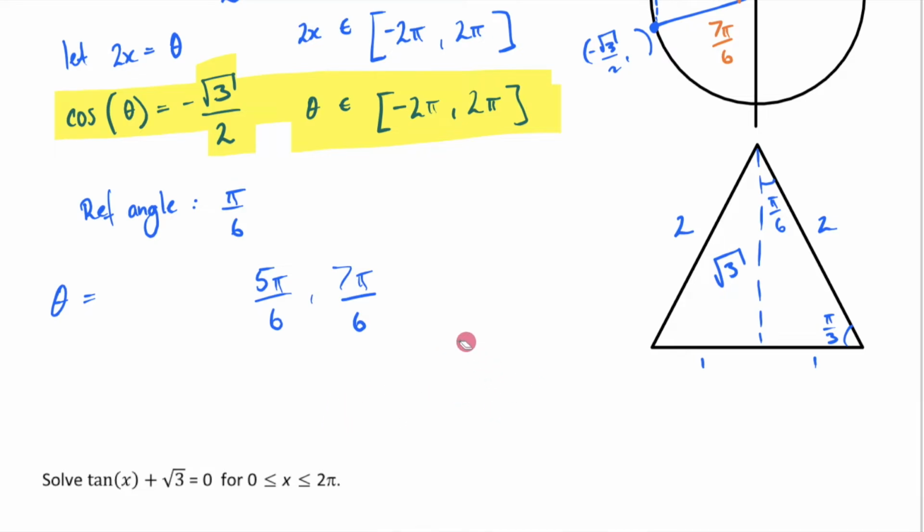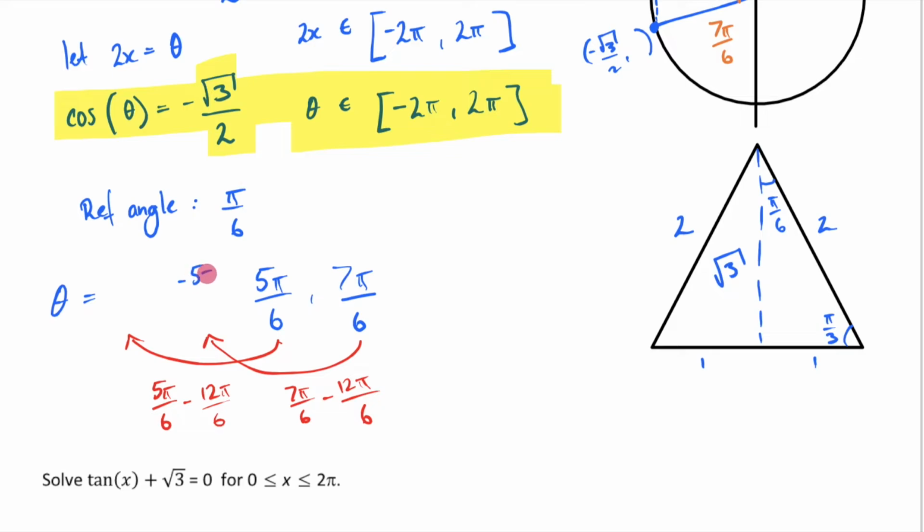But because our domain is negative 2 pi, it means we're going to have to move backwards. So meaning I'm going to have to go minus 2 pi and minus 2 pi. So I'm going to have to go 5 pi over 6 minus 12 pi over 6 and 7 pi over 6 minus 12 pi over 6. 7 pi over 6 minus 12 pi over 6 is simply negative 5 pi over 6. And this one is simply going to be negative 7 pi over 6. And now I've got those. So that's how I got those results.